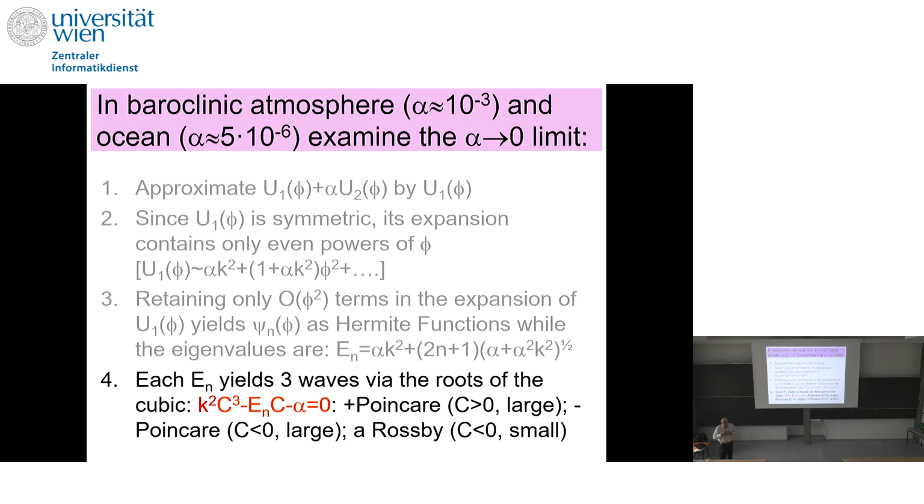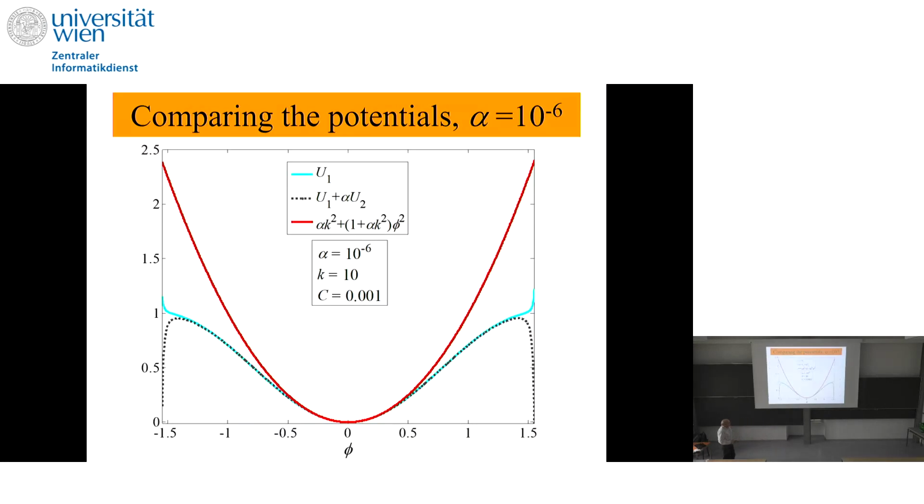So this is the template of comparing analytical solutions based on this approximation with the exact numerical solutions of the 2x2 system or 3x3 system. So let's see how it works. First of all, you take 2 numbers for K and C, and you plot the potentials, and you see the following.